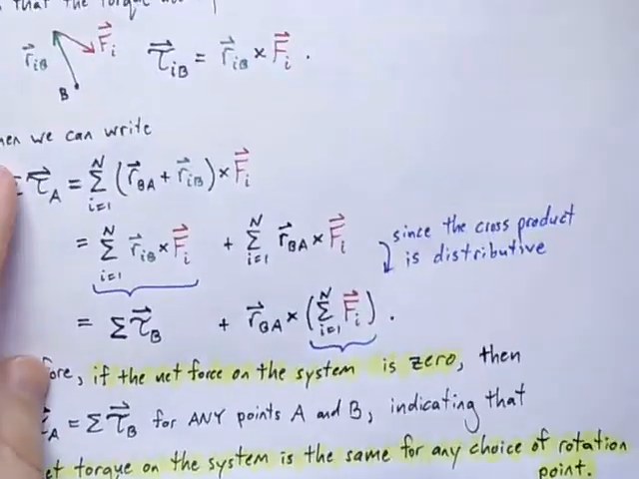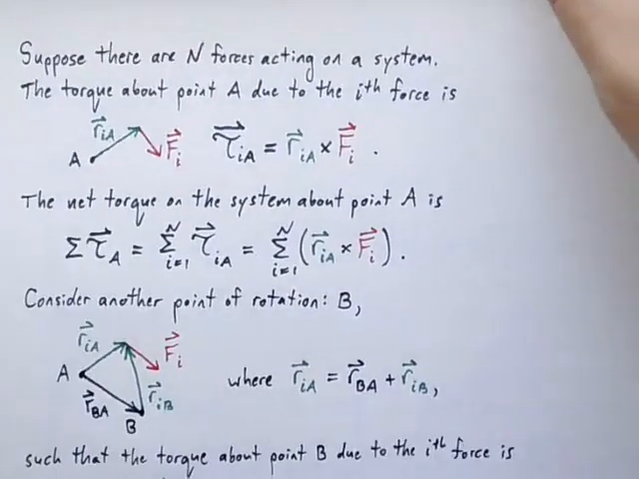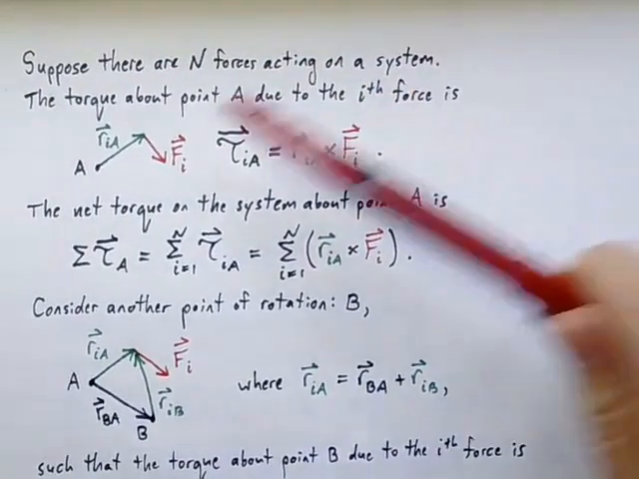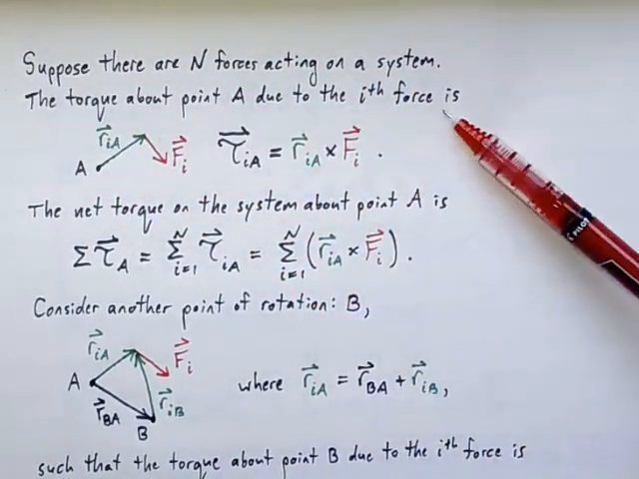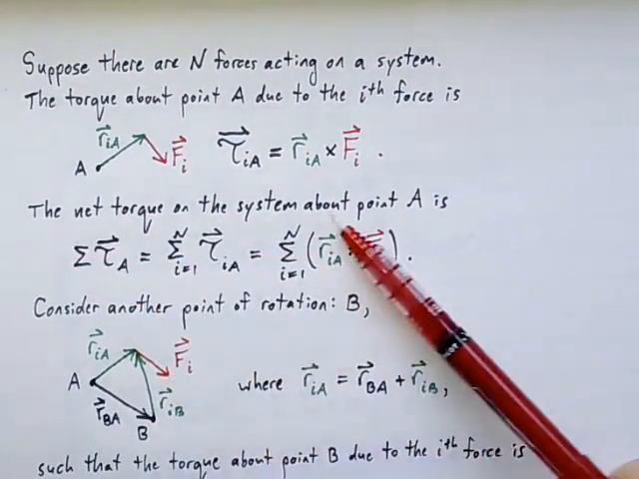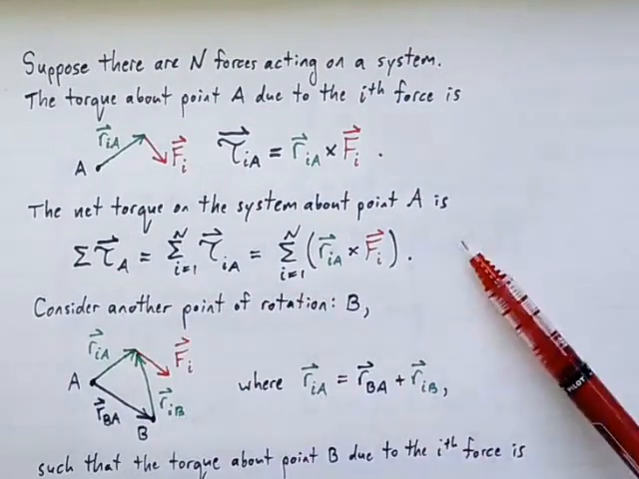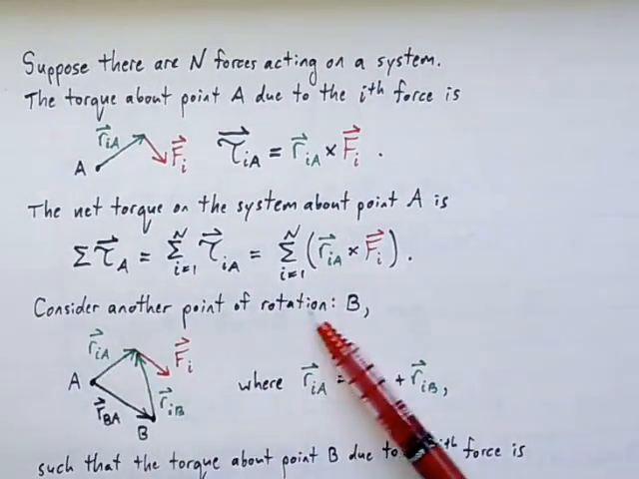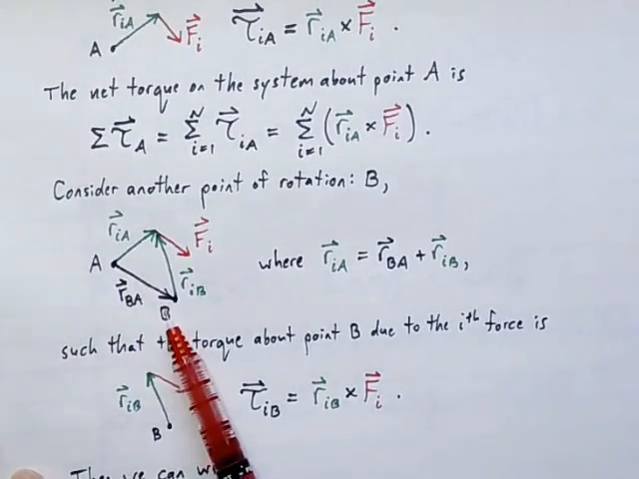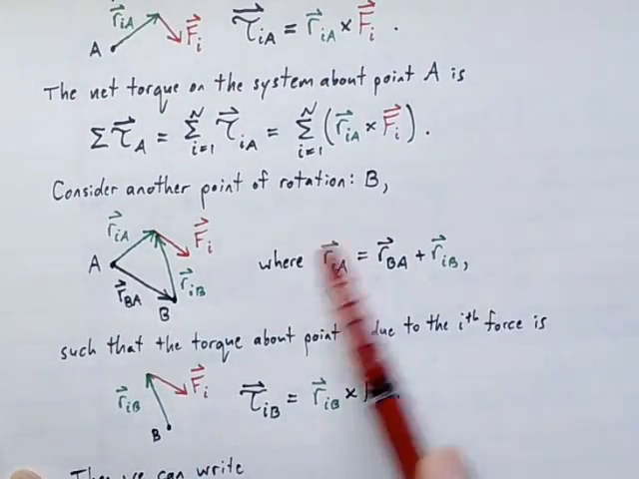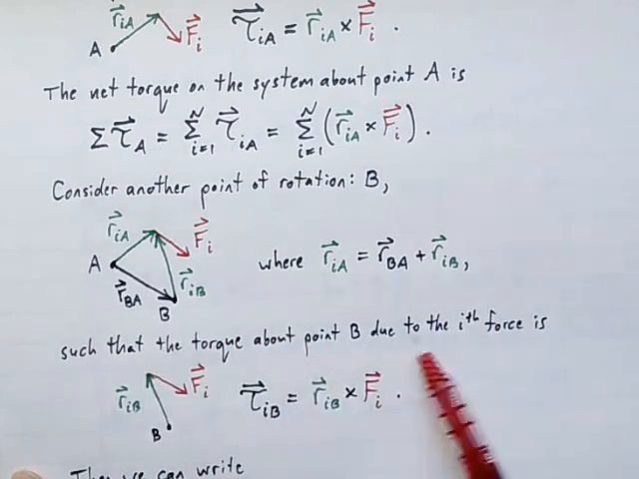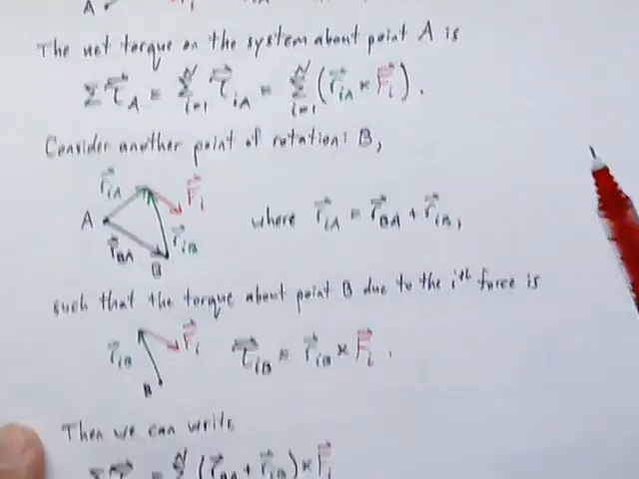Here we are. Here's a proof of the theorem. Suppose there are n forces acting on a system. The torque about point A due to the ith force is given by this expression. The net torque on the system about point A is given by this expression. Consider then another point of rotation, B. So A is our first point of rotation. Now we're imagining some other point of rotation, B. These vectors are related as such. And such that the torque about point B due to the ith force is this expression.